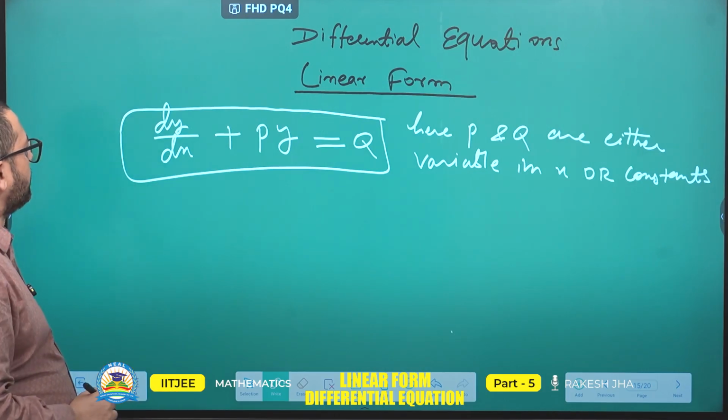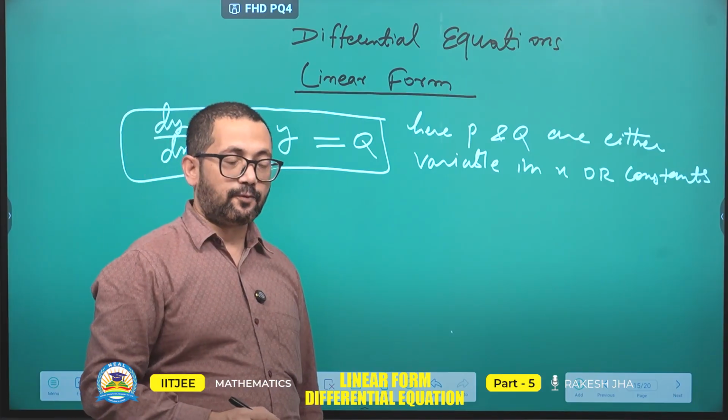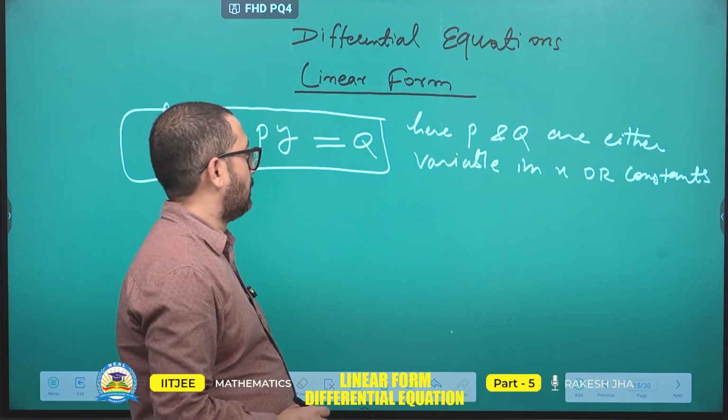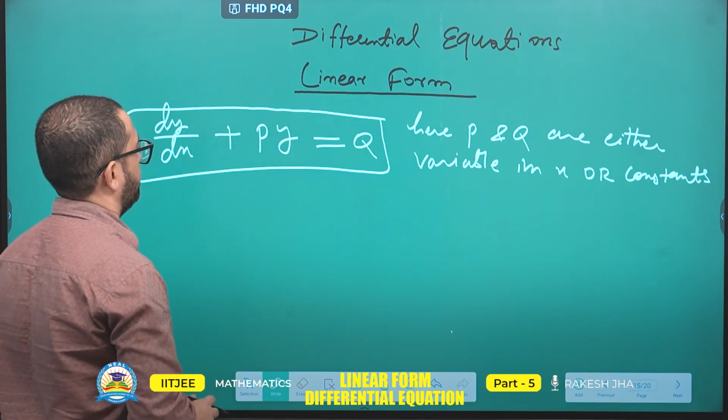So what will happen here? Here p and q may be in the form of x or may be constant also, but the y variable must not be in the denominator. So that is very important here.